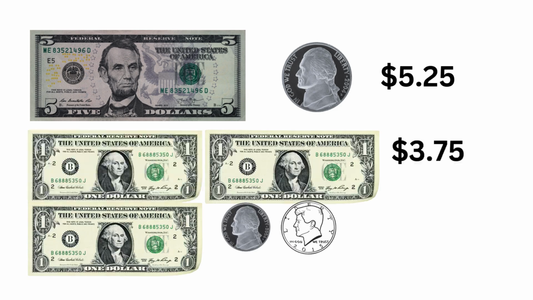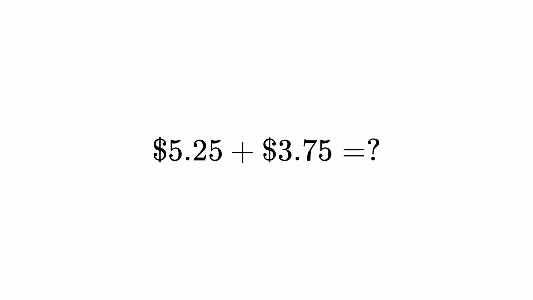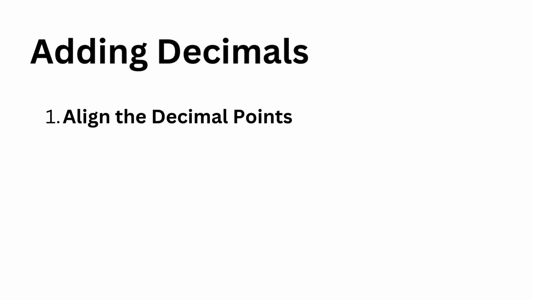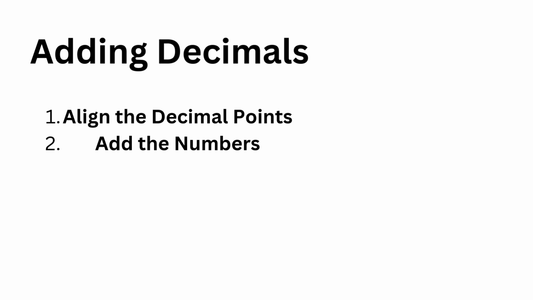Decimals are added just like whole numbers, but with decimal points. Let's say you have $5.25 and you earn another $3.75. How much do you have now? Here's the step-by-step. 1. Align the decimal points. First, line up the decimal points. 2. Add the numbers. Now, add each column right to left.